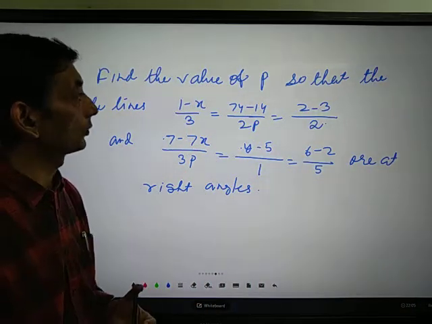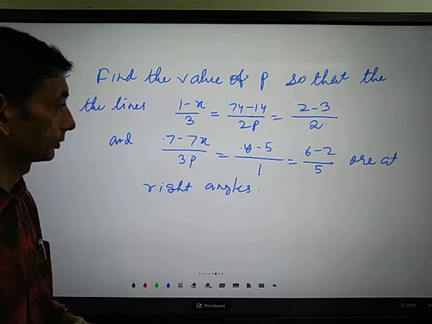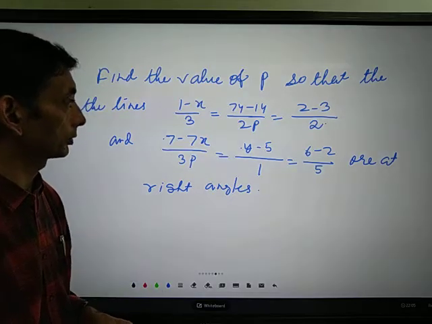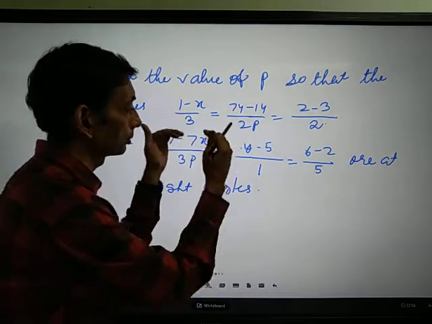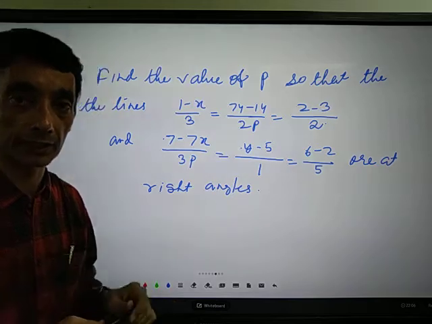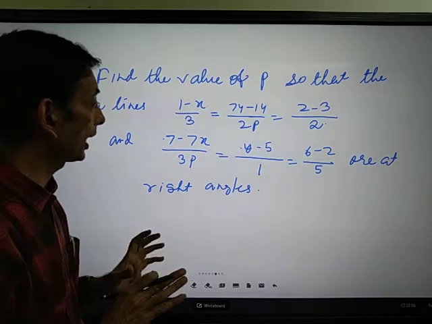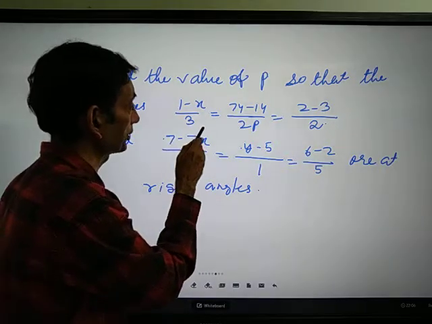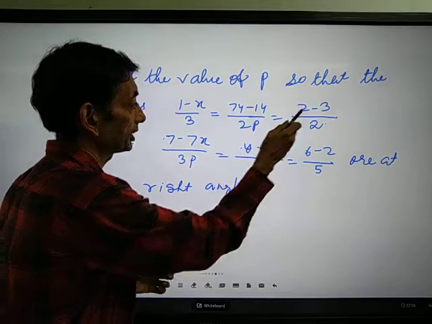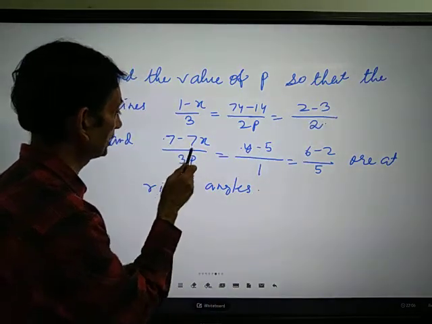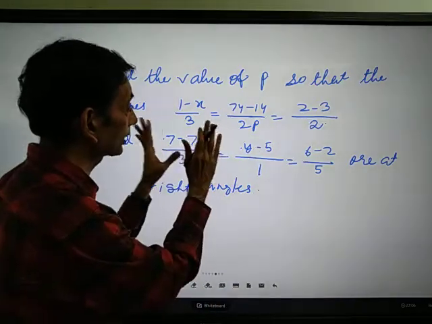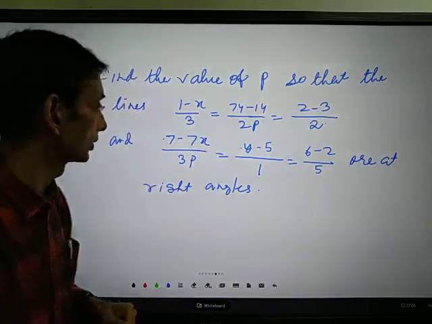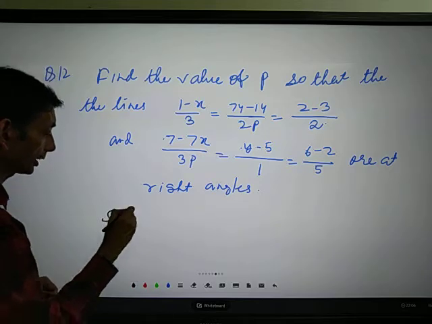Now find the value of p so that these lines are at right angles. It's given that the angle between these two lines is 90 degrees. Before we go into any steps, if we observe the line, it is given as (1 minus x) by 3, (7y minus 14) by 2p, (z minus 3) by 2, and (7 minus 7x) by 3p. So it's not given in standard form. First we'll simplify this and convert it to standard form.